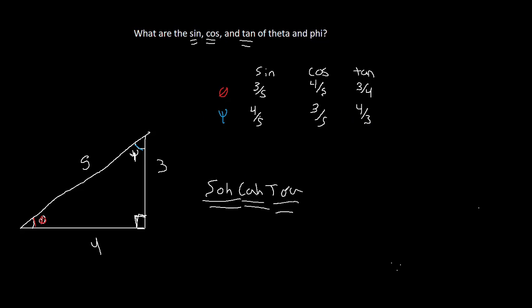Again, SOHCAHTOA is your best friend here, and just keep in mind relative to what angle you're talking about. Because we had two angles, we had theta and we had phi, and you can see how the numbers changed depending on which angle you were talking about. So again, SOHCAHTOA and keep track of your angle.